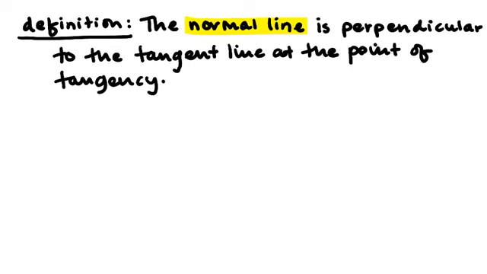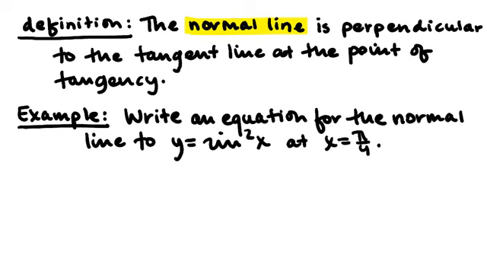The normal line is perpendicular to the tangent line at the point of tangency. So you've got your curve, you've got your tangent line that lies right up against it, and you've got a normal line that sits perpendicular to that. And physicists will know that normal components of things, normal forces, are somewhat important sometimes. So let's do a quick example. Let's write an equation for the normal line to y equals sine squared x at x equals pi over 4.